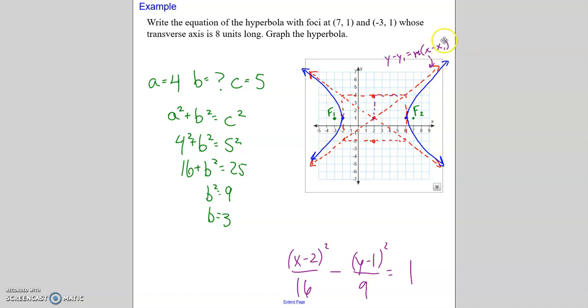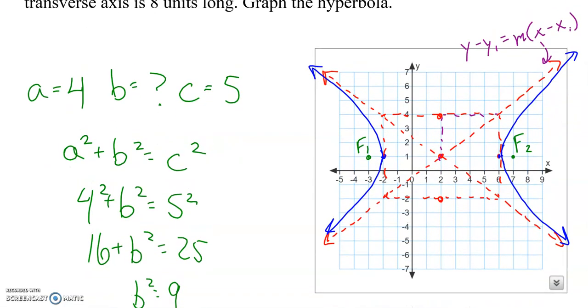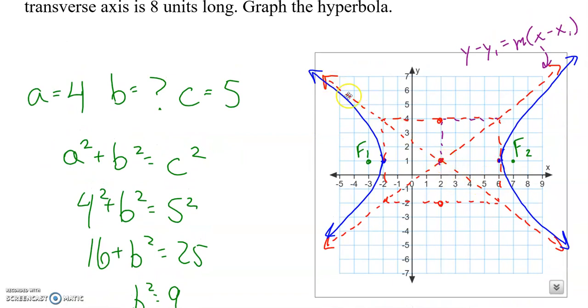to use point-slope form, which is y minus y1 equals m times x minus x1. So x1, y1 is a point on the line, and m is the slope. So the point on the line that we're going to use is the center, because all asymptotes will go through the center of the hyperbola. So this x1, y1, we're always going to use the center.